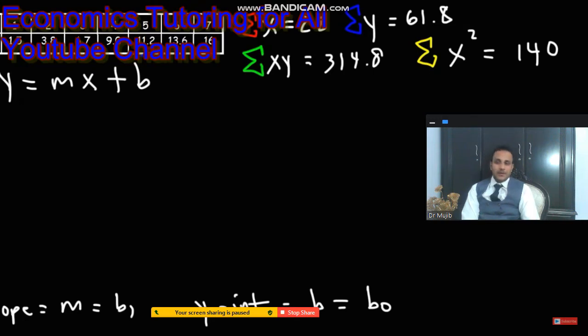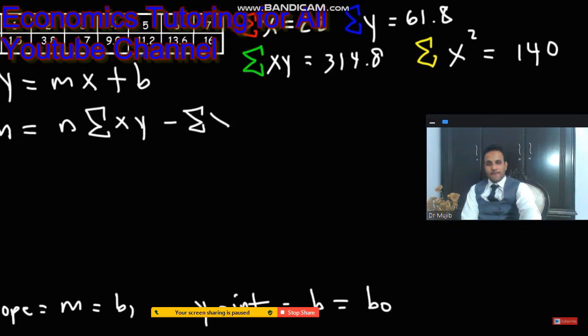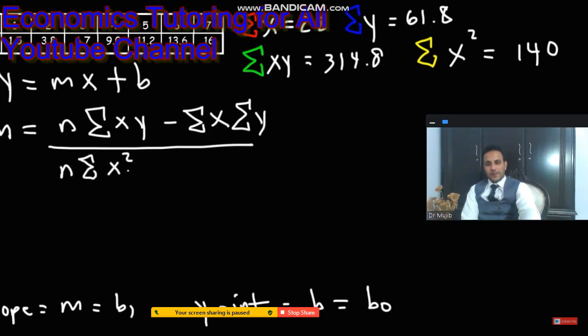So it is really simple now that we have to put the formula of the slope of the line. That means m is equal to n summation xy minus summation x summation y, divided by n summation x square minus summation x whole square.